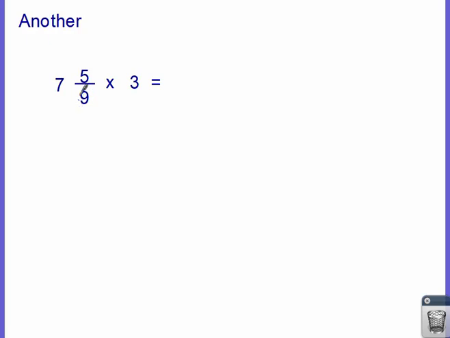Okay, what do we have? Well, we have this one is a mixed number. So what are we going to do with it? Change it into an improper. Oh, but what about a whole number? How do I change it into a fraction? Well, all you have to do is stick a 1 underneath it. Then it's a fraction. So pause the video and answer this question by yourself.